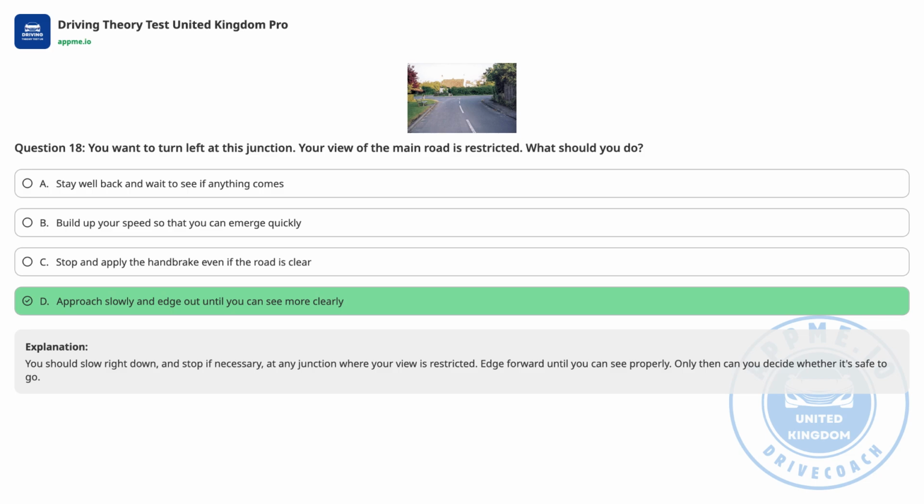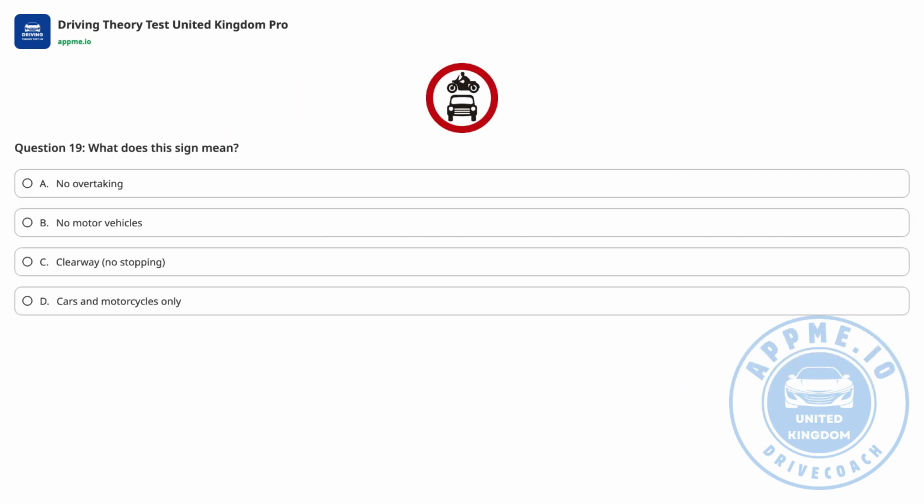The correct answer is D. Question 19. What does this sign mean? A. No overtaking. B. No motor vehicles. C. Clearway. No stopping. D. Cars and motorcycles only.